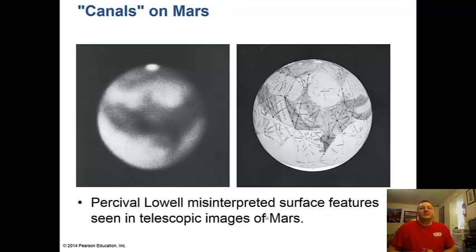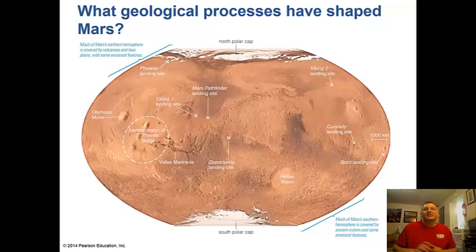misinterpreted surface features seen in the telescope images of Mars. He called them canali, and there was an Italian astronomer named Giovanni Schiaparelli who said these are canali. Canali meaning canals, and Percival Lowell in the United States said, well, canals are made by men. So the canals on Mars, the canali that Giovanni Schiaparelli talked about, must have been made by Martians. And this is really how the whole notion of Martians and aliens came to be, because of the canali, the canals on Mars.